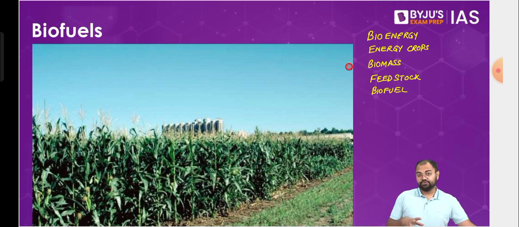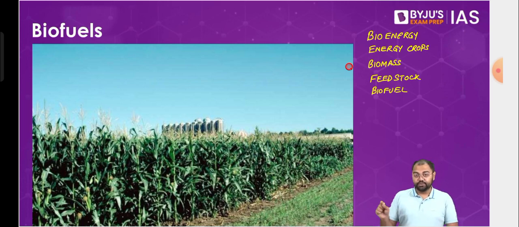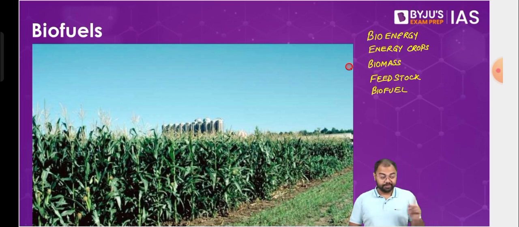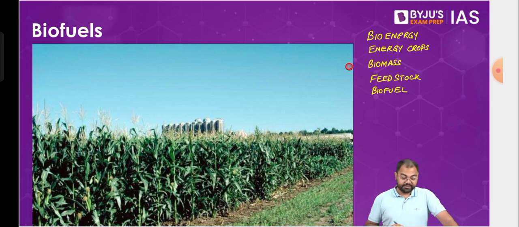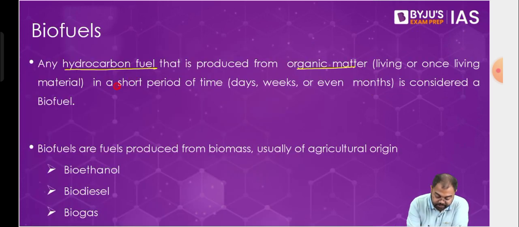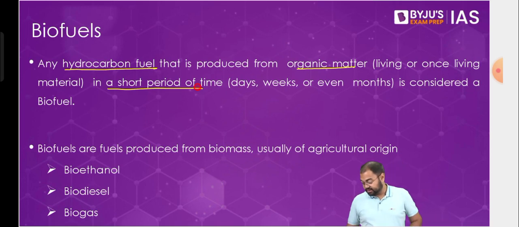And then there are others. For example, in case of fossil fuels, we know that they are highly polluting, whereas biofuels have been seen to be much cleaner as compared to fossil fuels. Although they are hydrocarbon based, the amount of emissions in case of biofuels is very, very less as compared to the emissions that happen with fossil fuels. So that's why it is produced in a short period of time. Biofuel is produced in a short period of time. So this is how we basically define any biofuel.